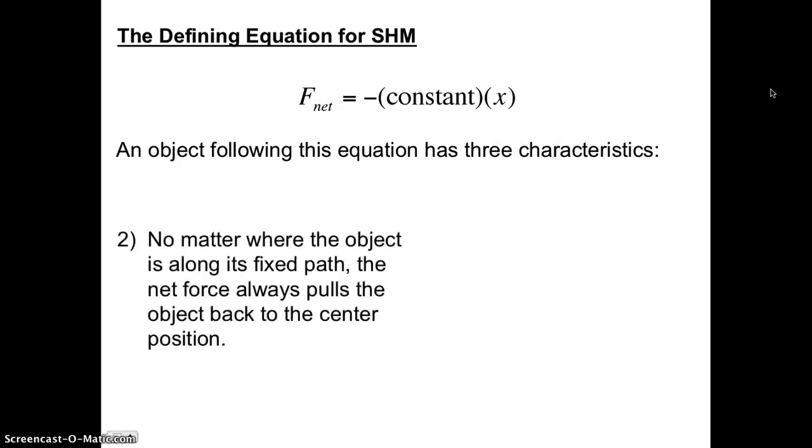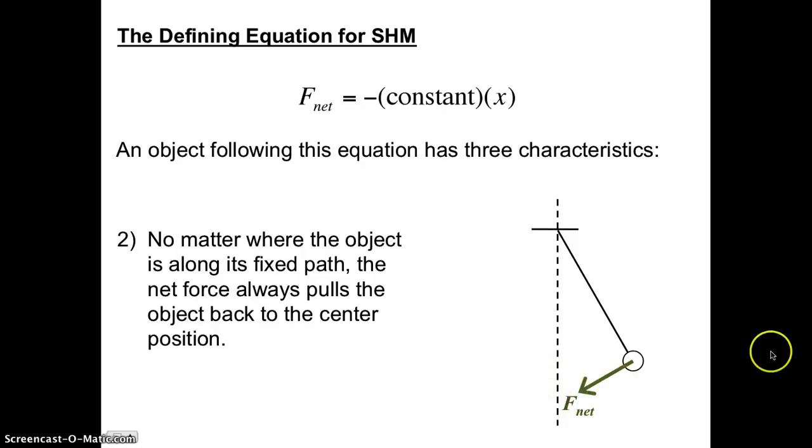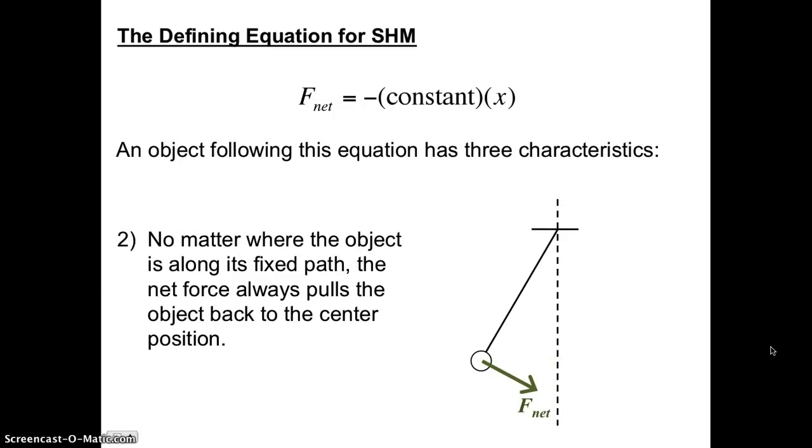Number two, no matter where the object is momentarily located along its fixed path, the net force on the object will always pull the object back to its center position. So if we have a pendulum and it's up and to the right of its center position like this, the net force pulls back down, so that when the pendulum is at its center position, it's right here. And if the pendulum is up and to the left of the center position, here's the center position where I'm circling, the net force will pull back toward the center position.